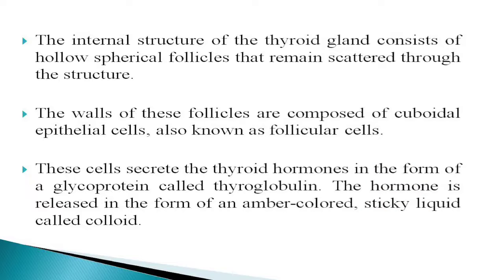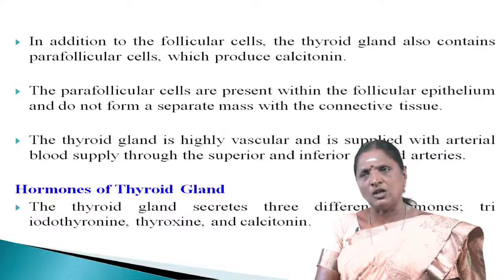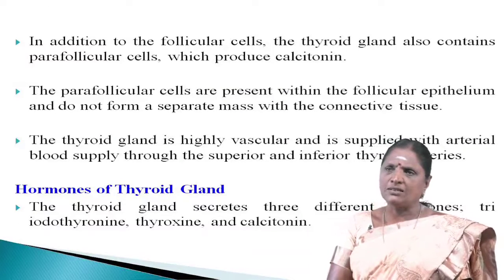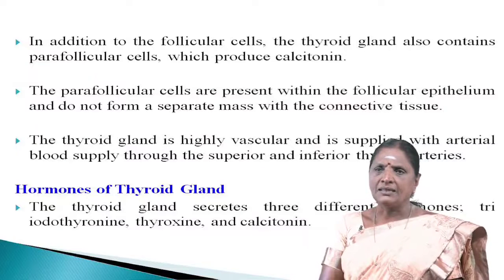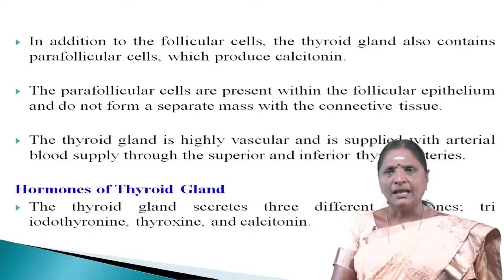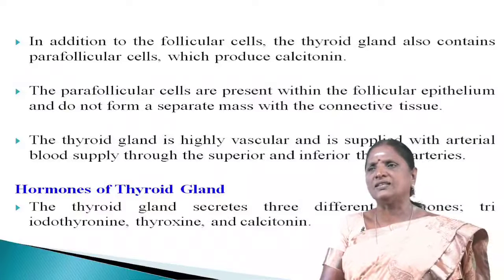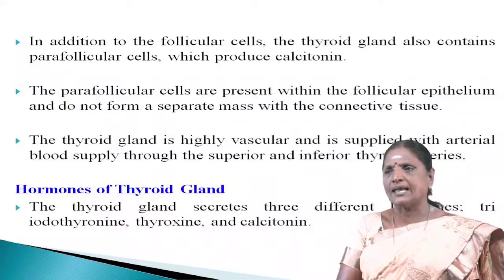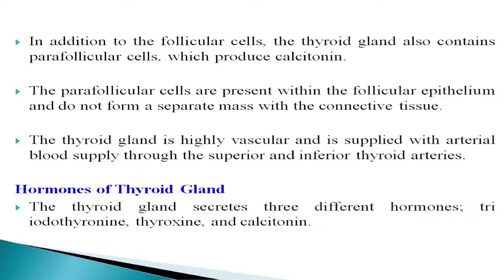The hormone is released in the form of an amber color sticky liquid called colloid. In addition to the follicular cells, the thyroid gland also contains parafollicular cells which produce calcitonin. The parafollicular cells are present within the follicular epithelium and do not form a separate mass with the connective tissue. The thyroid gland is highly vascular and is supplied with arterial blood through the superior and the inferior thyroid arteries.